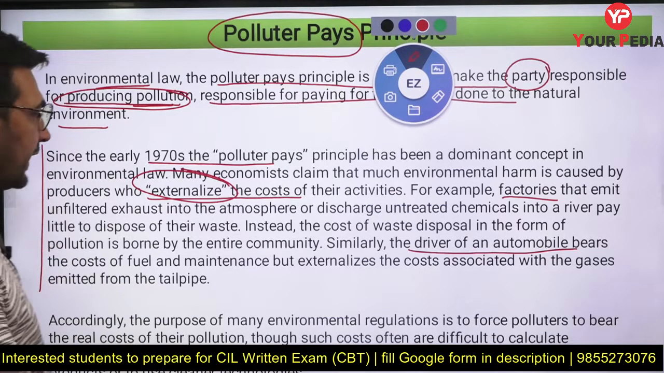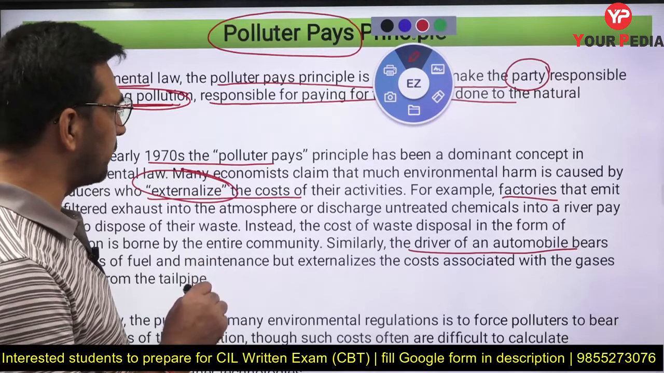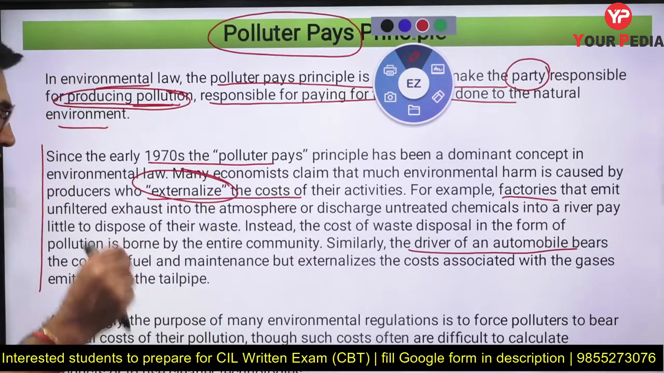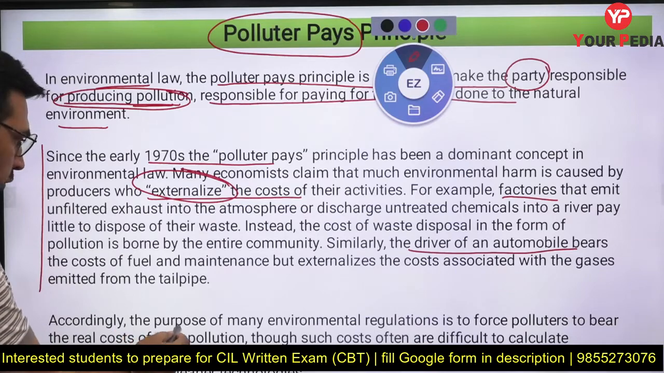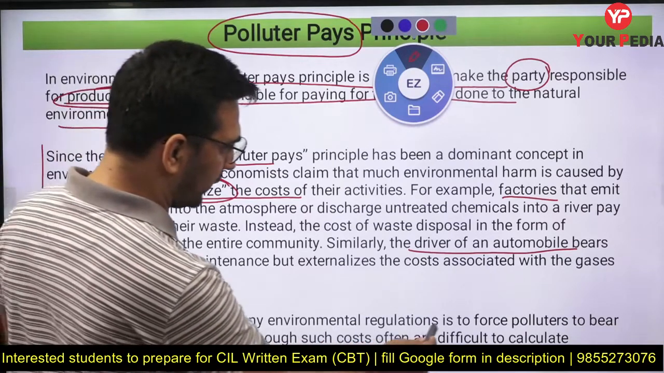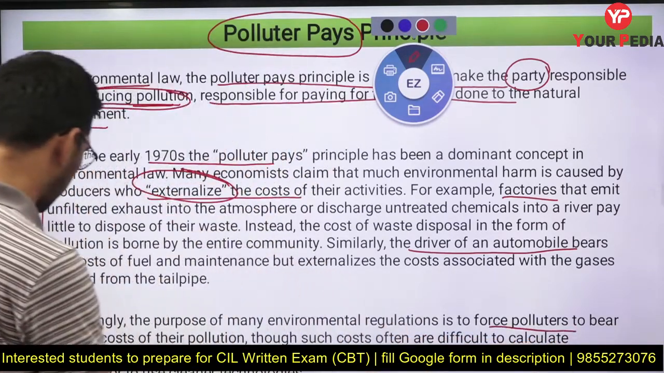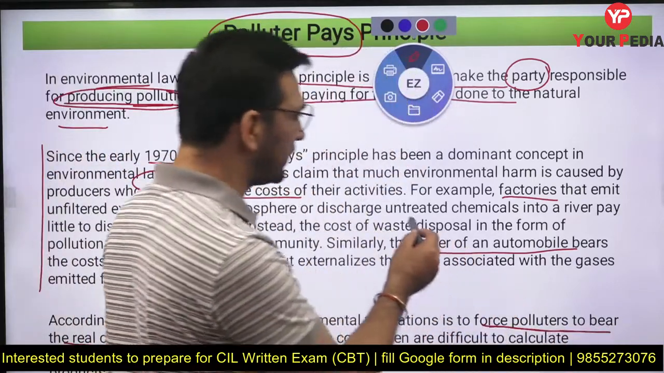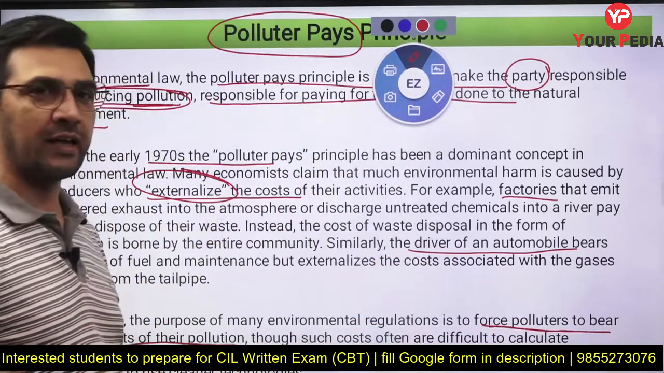So we need to make it internalized. The person who is releasing the pollutant should be made responsible. Therefore, internalizing the cost is a kind of deterrent for him. The purpose of many environmental regulations is to force the polluters to bear the real cost of their pollution. So this is the theme basically. What is the purpose of this? Why are we saying to make it internalized?